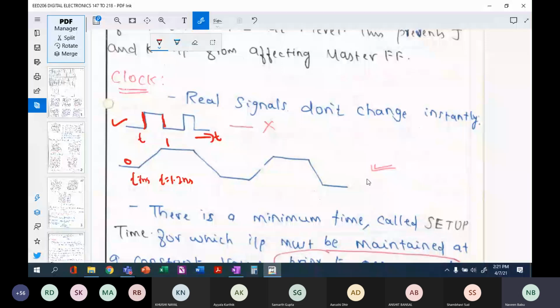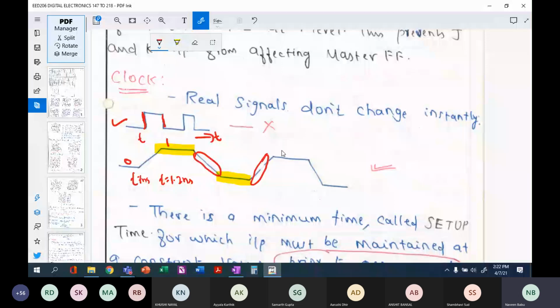So which means that we must also make sure that our outputs are stabilized during the steady state values of our clock. What are the steady state values of our clock? This is a steady state value of a clock. This is a steady state value of a clock. We must make sure that our inputs or outputs are not falling under these transition stages, because when they are falling under these transition stages, we cannot be sure of the correctness of our outputs.